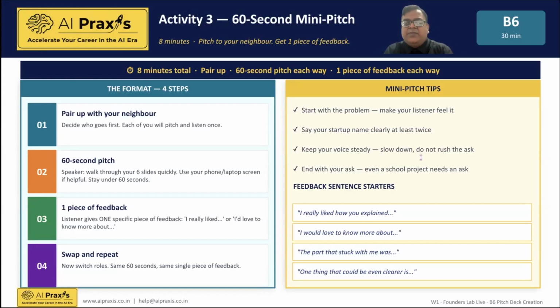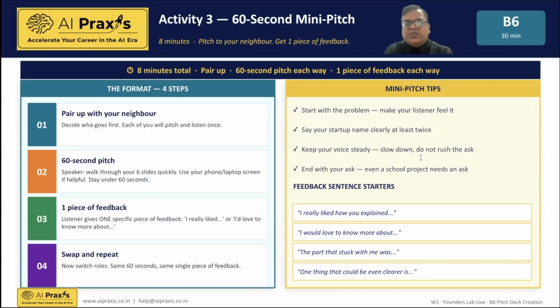Let's keep the process very simple. Okay, first you can pair up. Now you may be thinking, I'm the only person and don't have a pair. Then ask AI. AI can act like your co-founder and listen to it. I think some good information you're going to get. Fine. So first, you're going to pair up and decide who is going first. Both people will get exactly one opportunity to pitch and one opportunity to listen.